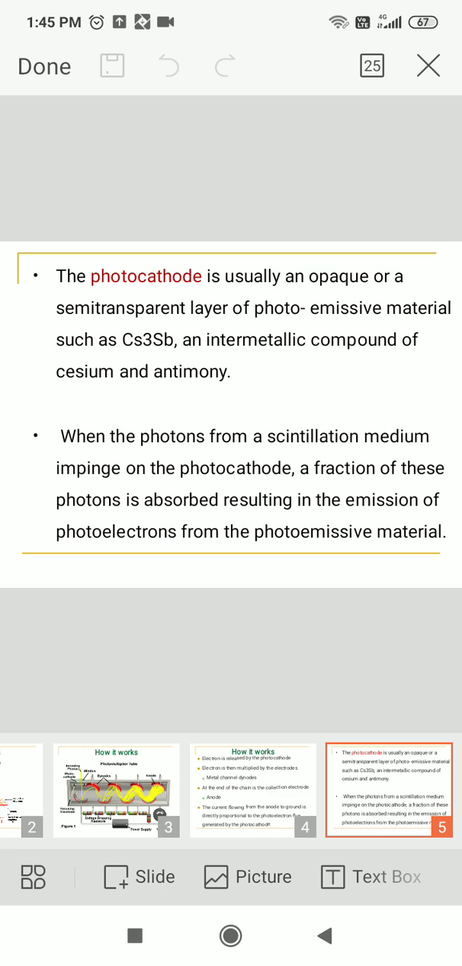Photocathode. The photocathode is usually an opaque or semi-transparent layer of photoemissive material such as Cs3Sb. It is an intermetallic compound of cesium and antimony. When a photon from a scintillation medium impinges on a photocathode, a fraction of these photons is absorbed, resulting in the emission of a photoelectron from the photoemissive material.